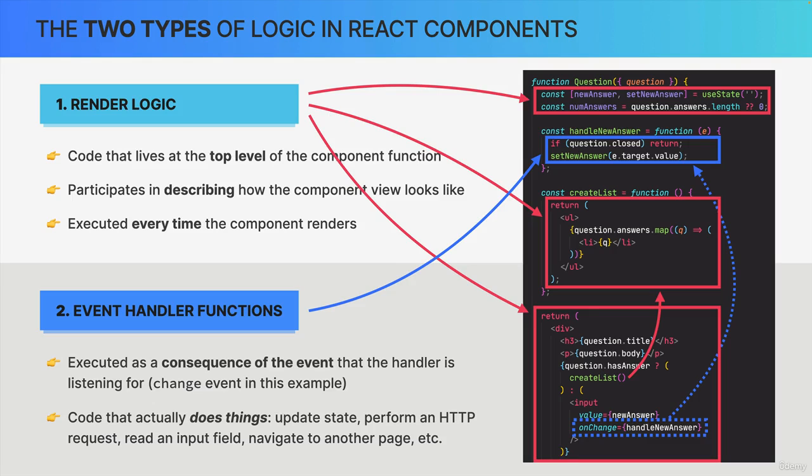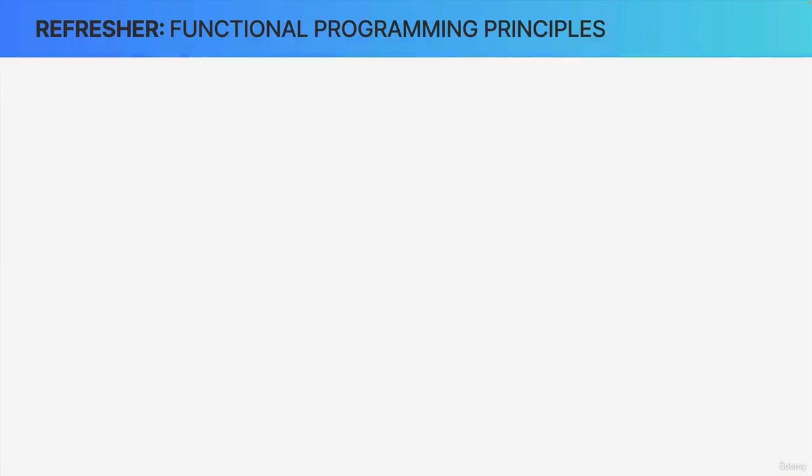Now, why is this all so important? Well, it's important because React requires that components are pure when it comes to render logic in order for everything to work as expected. But what does pure actually mean? To answer that, let's have a quick refresher on functional programming principles, which are quite important in React in general. And let's start with side effects.